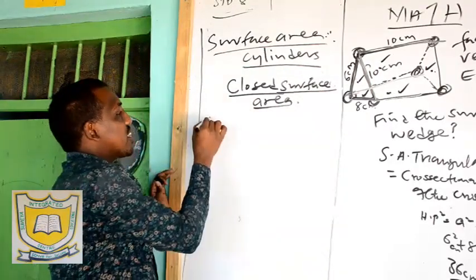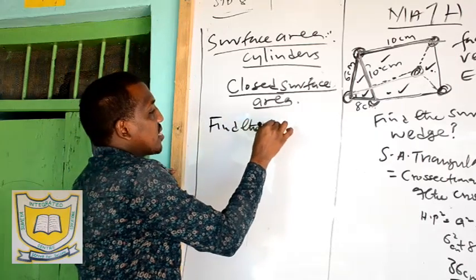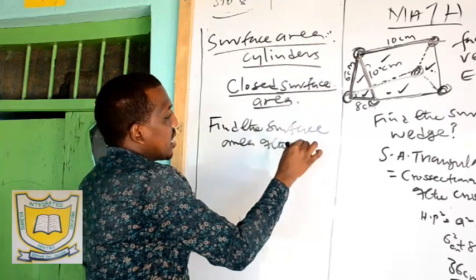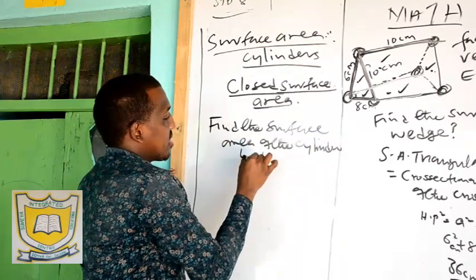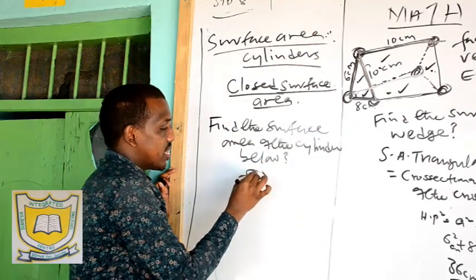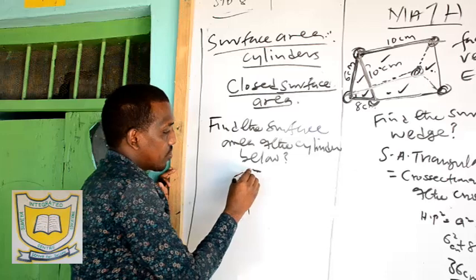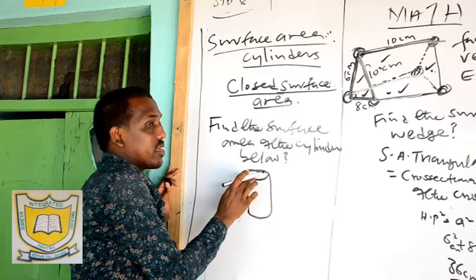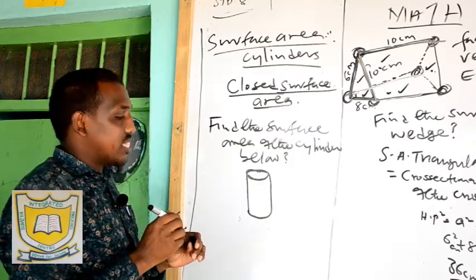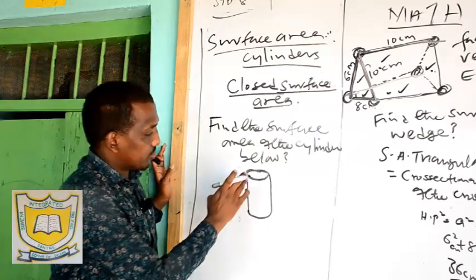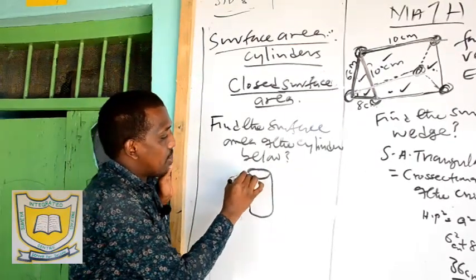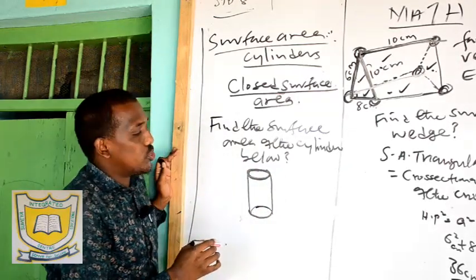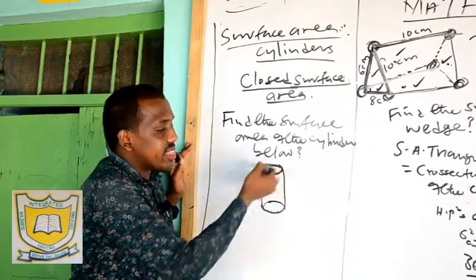So someone can tell you, find the surface area of the cylinder below. This is the cylinder now. Let's say this is a cylinder. Now, to get the surface area of the cylinder, what we do, remember there's a circular base on top, and there's a circular base also at the bottom. So what you do, you get the top ones and then the curved surface area.